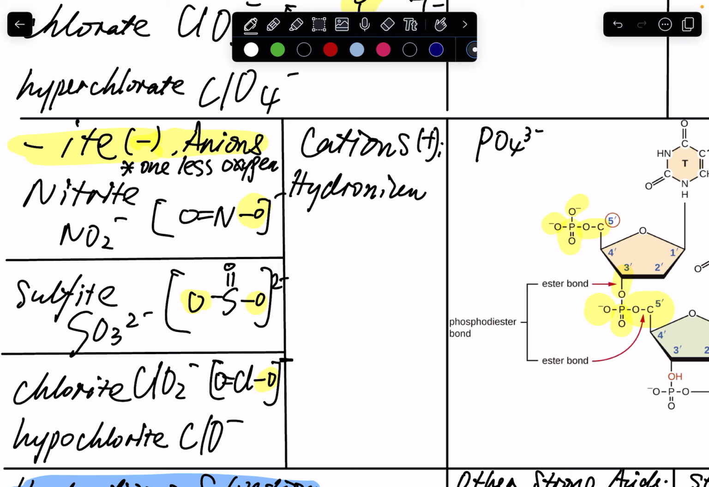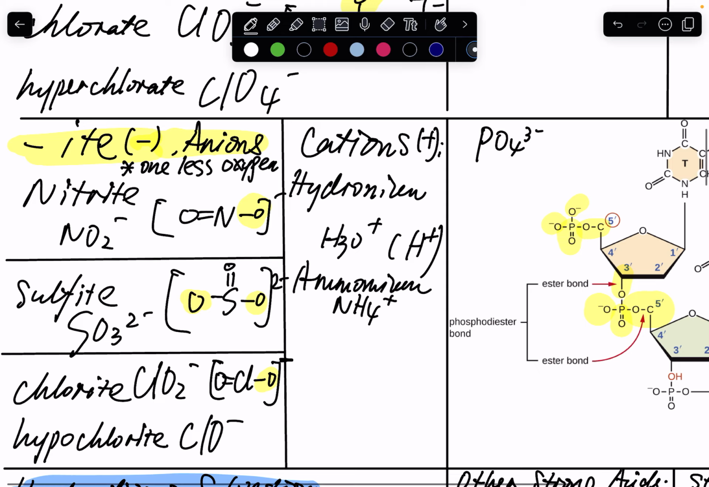Hydronium, okay? So hydronium, the formula is H3O plus, right? Basically, it's the positive proton, okay? Hydronium. And then the other one you want to know is ammonium. So ammonium is NH4 plus, okay? When you have 4 things bonded to the nitrogen, then it gives nitrogen a formal charge of positive 1, right? 5 minus 4, 4 bonds, then you get positive 1, okay?